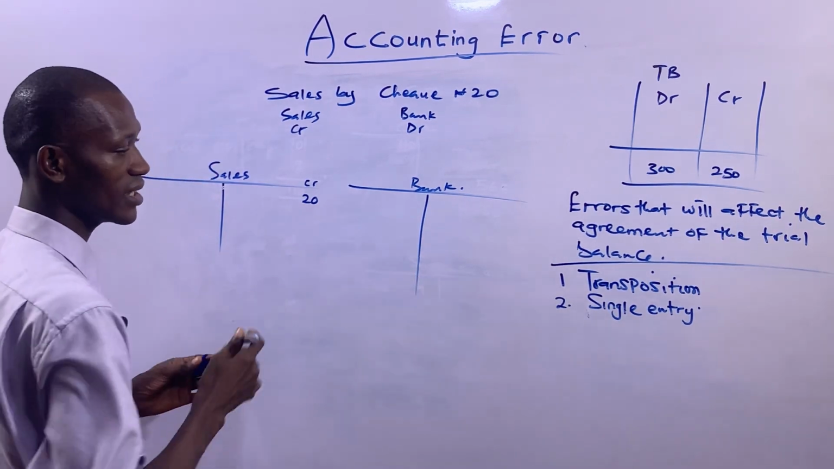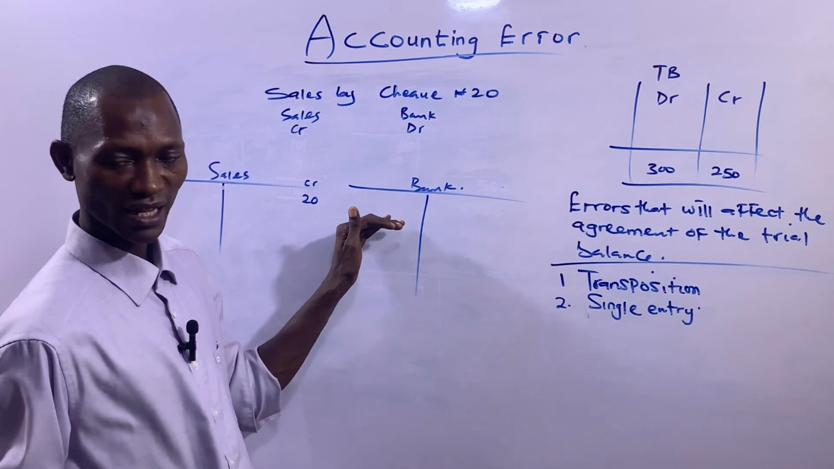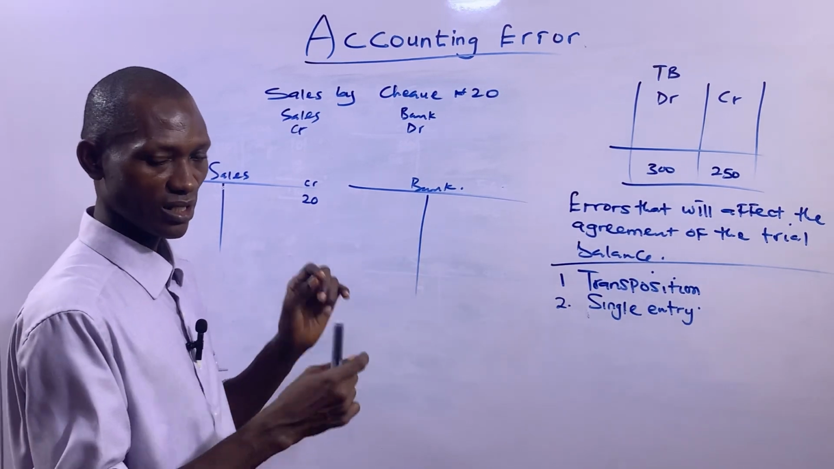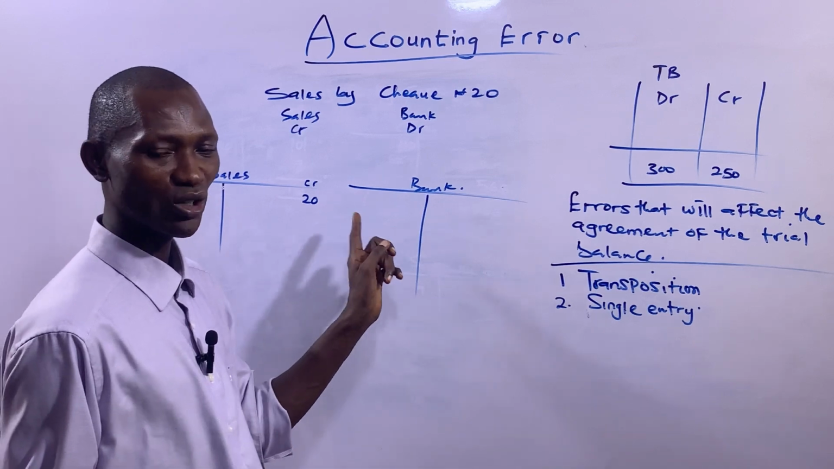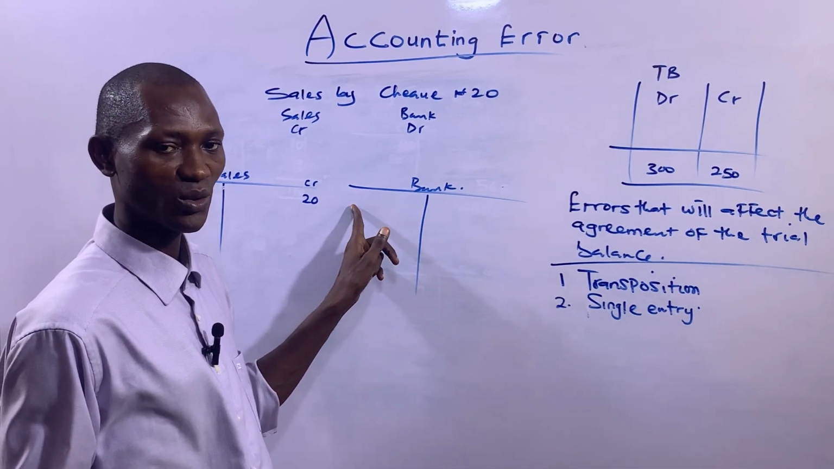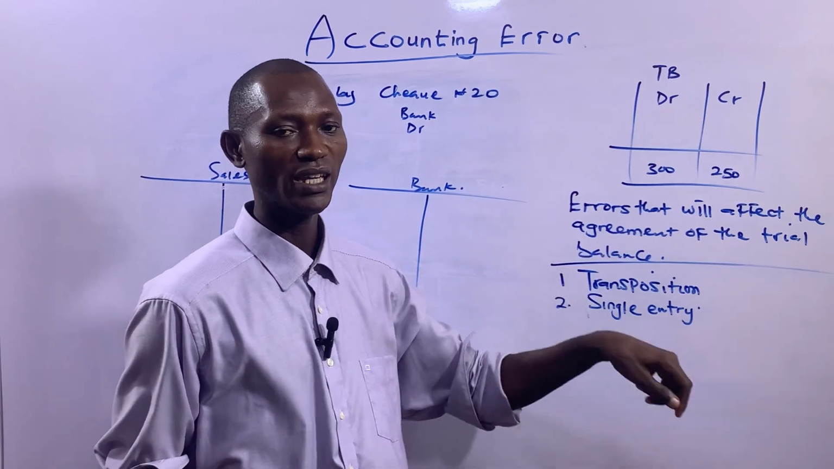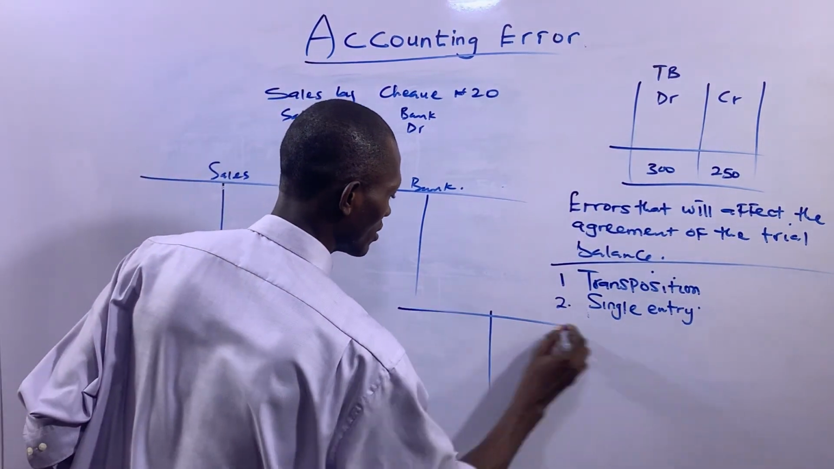So to correct this error now, it means you will have to debit bank. That's the remaining corresponding debit entry. You have to debit bank. Then the corresponding credit entry of this debit entry, which has been made in the bank account, will be made in the suspense account. So you have suspense account. This is suspense account.